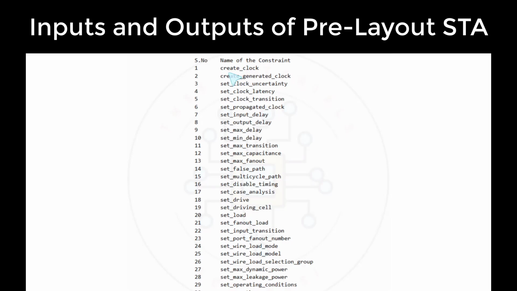So you can see here these are different SDC commands called create_clock, create_generated_clock, set_clock_uncertainty and so on. So first you have to understand all these SDC constraints. For this I will make a separate video in the upcoming lectures. As of now, just for the understanding purpose, I have included all these SDC commands. These are the different types of commands that are used. So in the upcoming videos I will explain each and everything with an example.